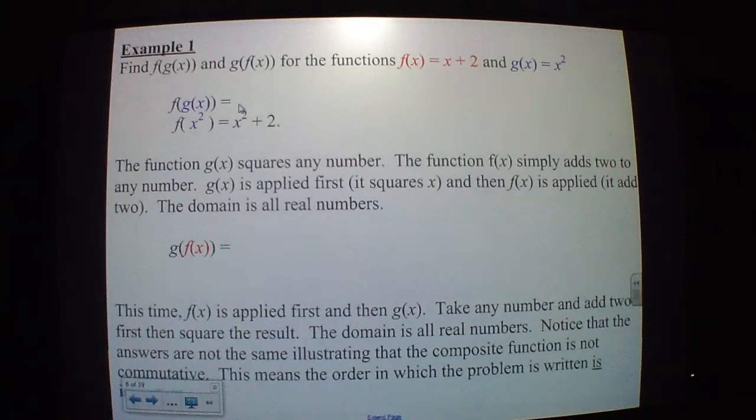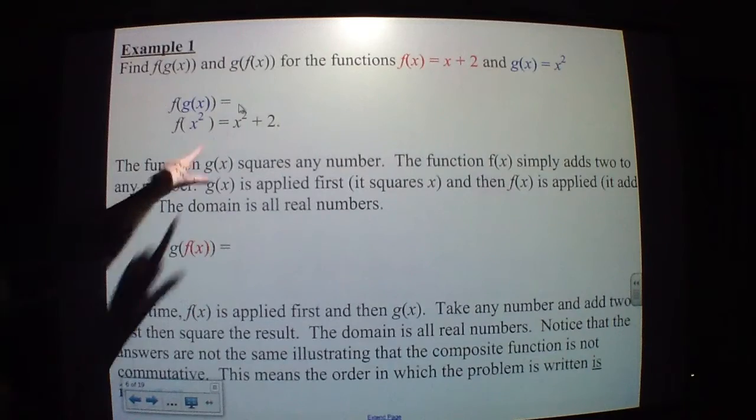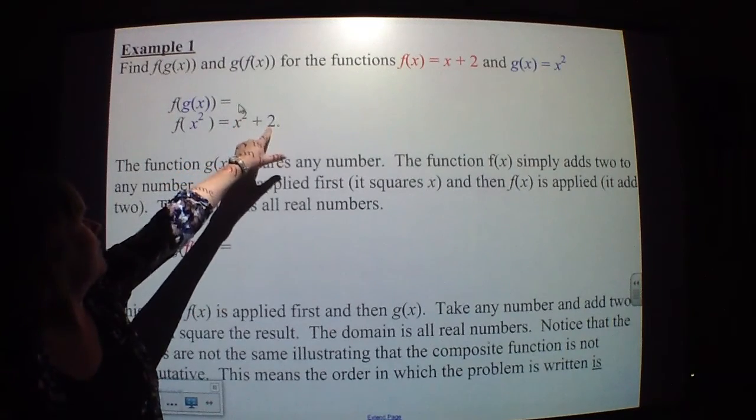So the function g of x squares any number. The function f of x adds 2 to any number. So I did g of x first, I squared a number, and then I did f of x, I added 2.